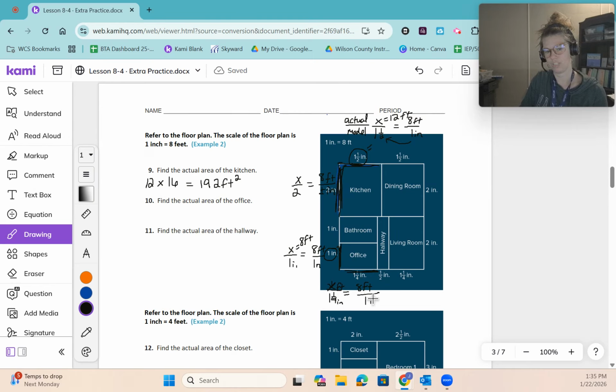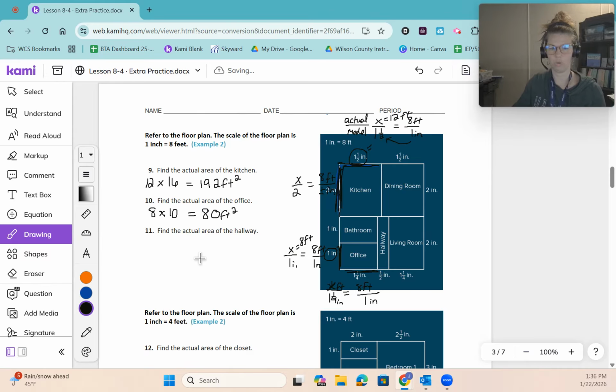We have to keep it in alignment there, and inches is on the bottom for the scale. It has to match. If you flipped one, you'd have to flip the other. They have to stay in alignment. So 8 divided by 1 is 8, and then 8 times 1 1/4 is going to be 10. So we're looking at an office that is 8 foot by 10 foot, and that is going to be an area of 80 feet squared.